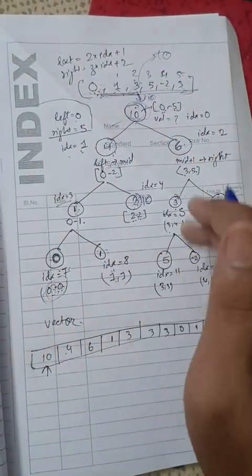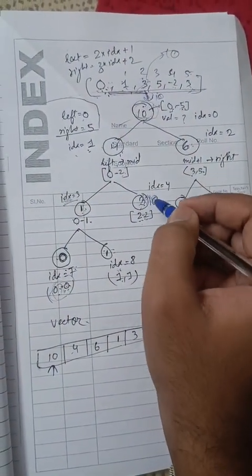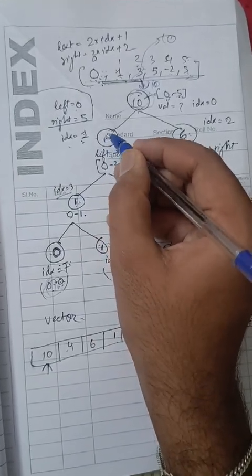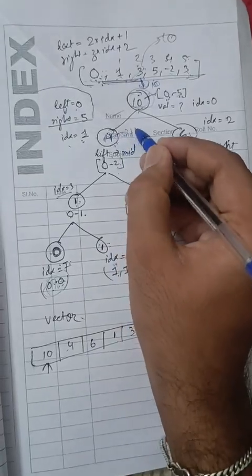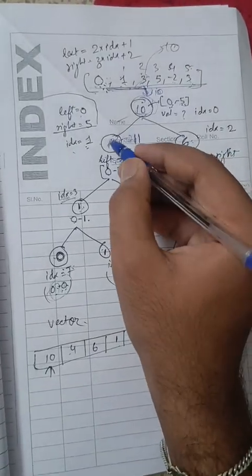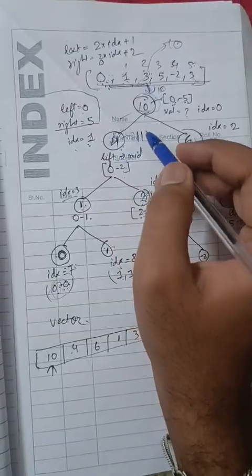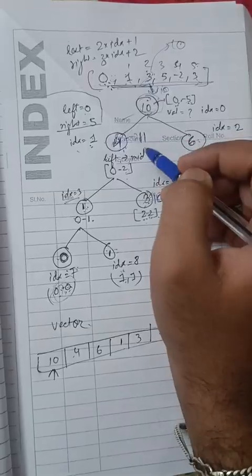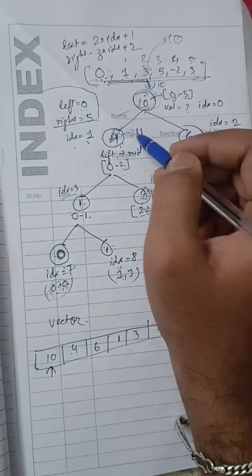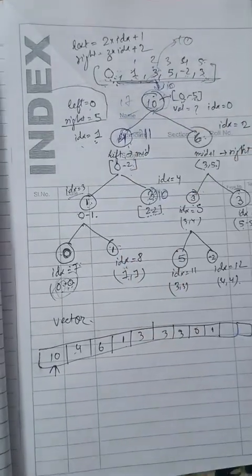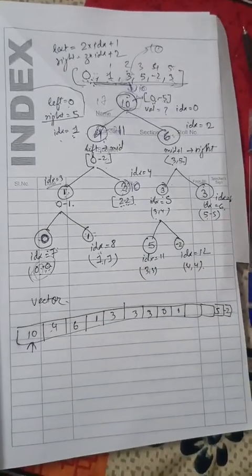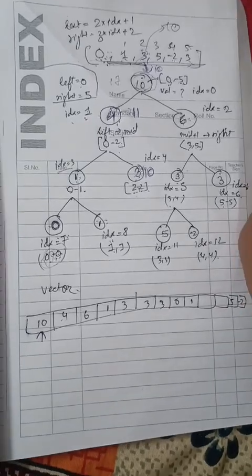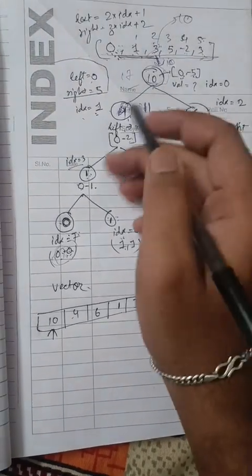That means I will update the segment tree also: I return 10, then 10 plus 1 is 11, so it will become 11. Previously it was 4, but now it will become 11. That means 0 to 2 will now be 11. Then at last 10 plus 6 gives 17 for the whole series. So as you can see, with minimum operations I have updated and also found the answer for the whole series.